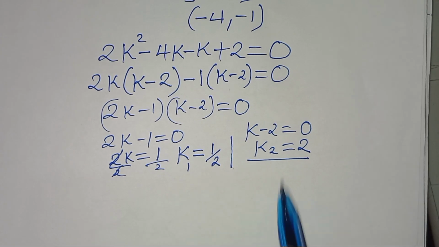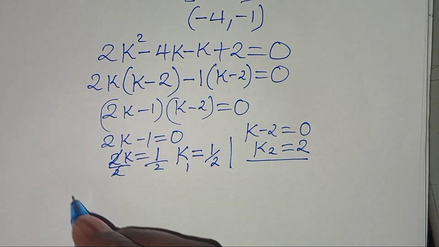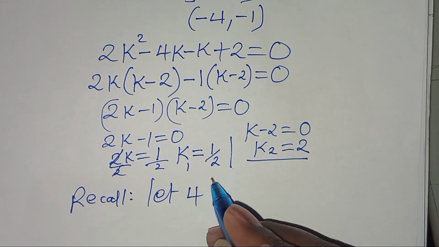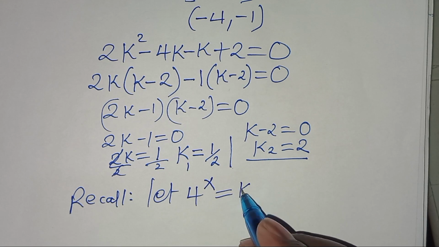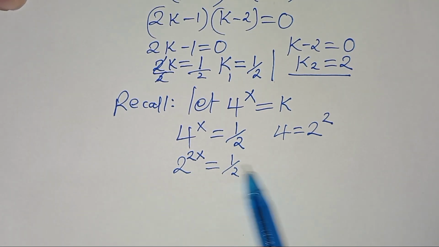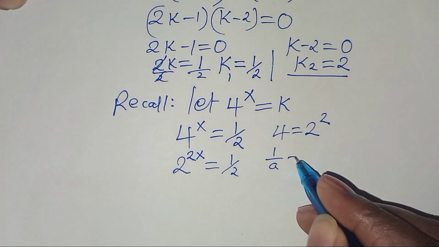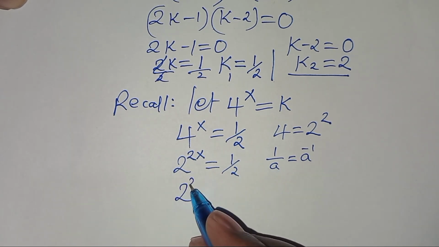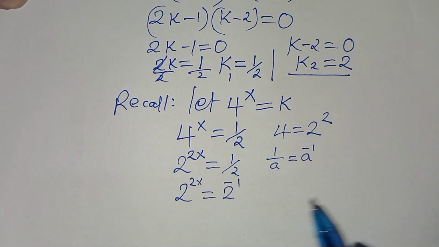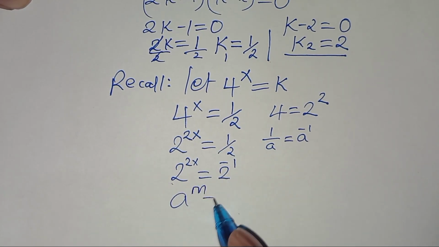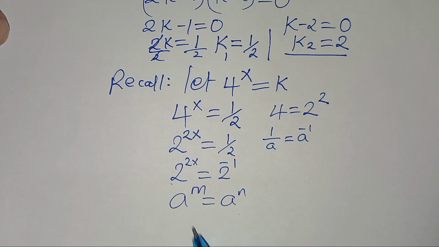So let's verify from here. If you recall, we said let 4 to power x be given as k. Now let's substitute the first value, so here we have 2 to power 2x is equal to a half. Now if you have 1 over a, we can express this as a to power negative 1. Applying the same thing here, we have 2 to the power 2x equal to 2 to the power negative 1. In this case, the bases are common, that is 8 to the power m equal to 8 to the power n. Since the bases are common, then the exponent m is equal to n.